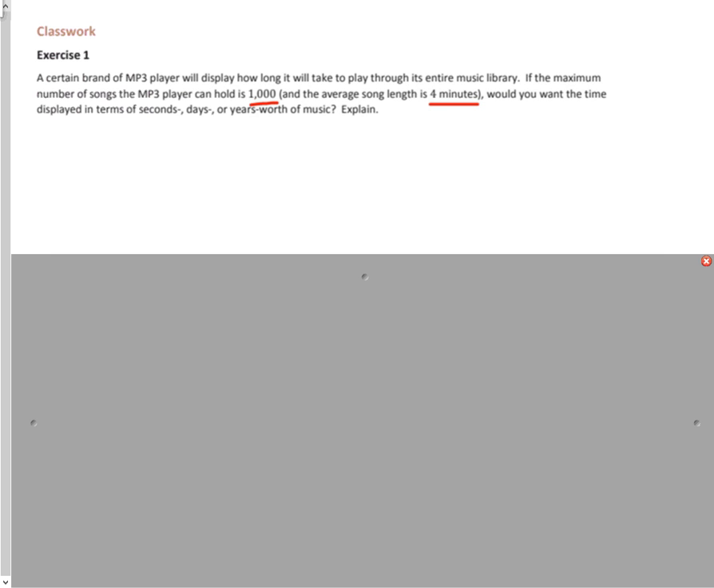So just looking at the certain type of unit. It doesn't have to be days, years. It could be hours. It could be minutes. It could be weeks. The question is, how would you do that? So we know it's 1,000 songs total, and there's 4 minutes per song, 4 minutes each. If we multiply 1,000 times 4, that tells us we have 4,000 minutes total.